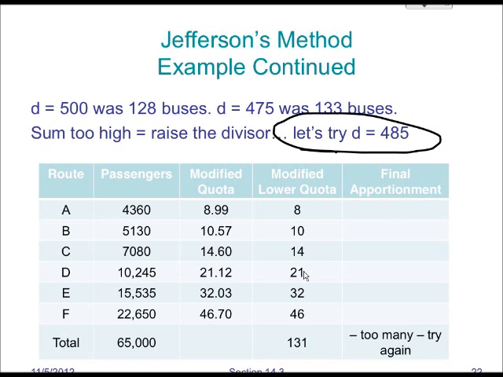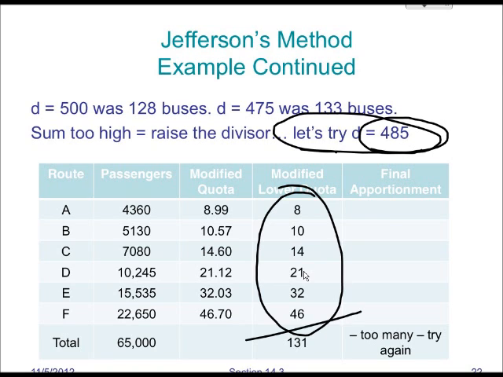Try 485. Remember, we're just guessing numbers here. When we divide by 485, we now have a new lower quota: 8, 10, 14, 21, 32, and 46. If we add those up, that is 131 buses. Well, we're closer, so that's better, but we still have too many. We're still trying to assign too many buses.